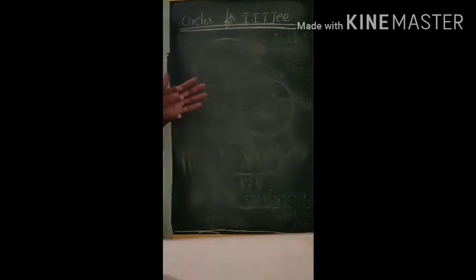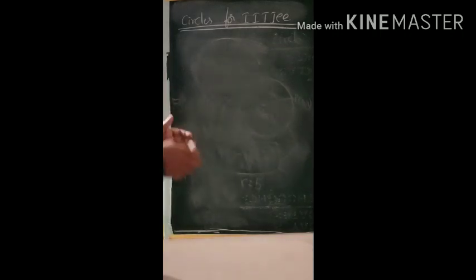Now we are going to discuss the topic called circles for IITJEE. So, what is the definition of a circle? The locus of a point in a plane which moves in such a way that its distance from a fixed point in the plane is always a constant.